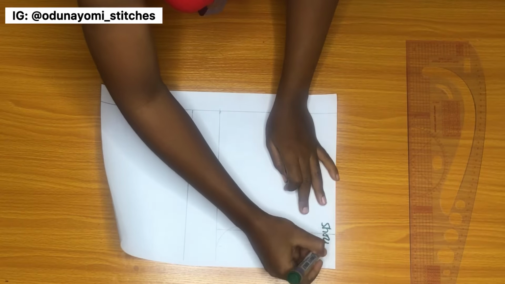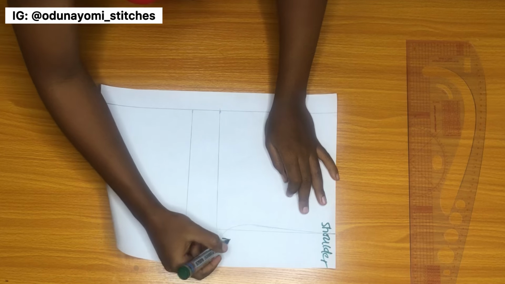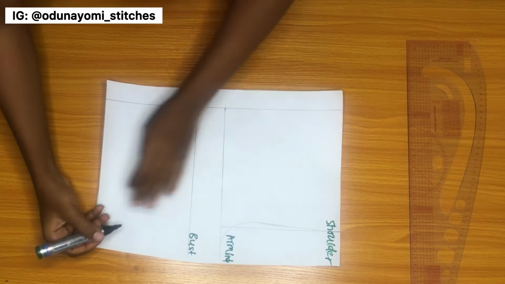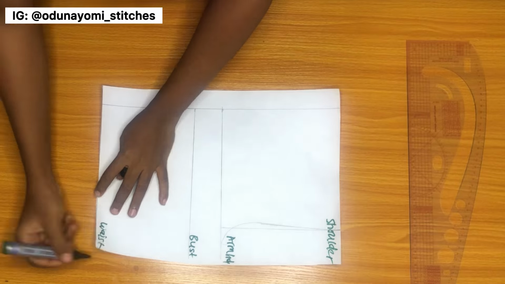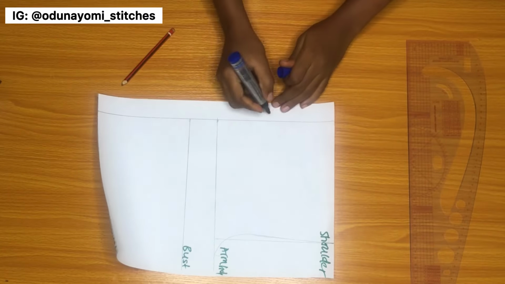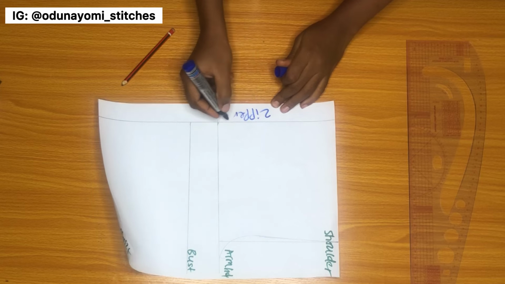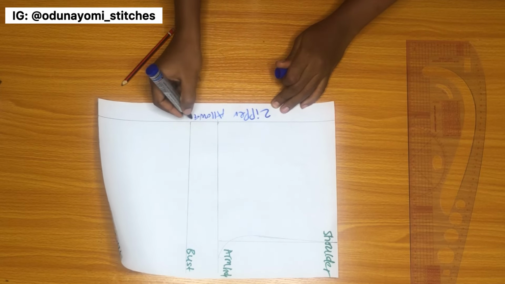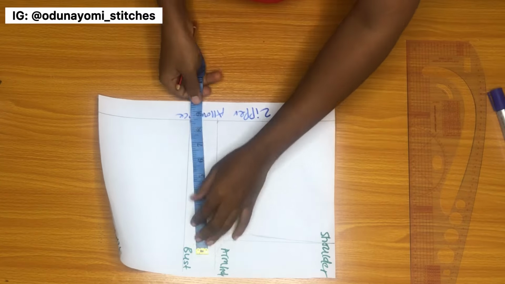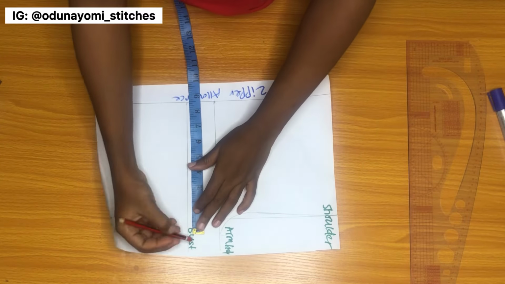So for the back pattern, the back is just a regular back bodice. So the shoulder, the armhole, the bust, the waist. So that's the zipper allowance over there. Then I'll go ahead and draft this. So I added that to the pattern.